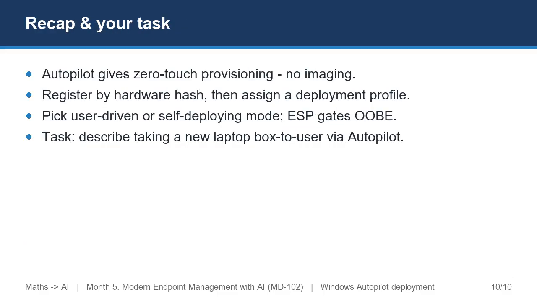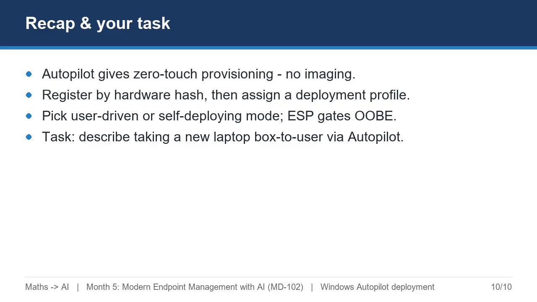Let's recap. Windows Autopilot delivers zero-touch provisioning, which means no more imaging. The flow is: register the device by its hardware hash, assign a deployment profile, choose user-driven or self-deploying mode, and let the Enrollment Status Page gate the out-of-box experience until everything is in place.